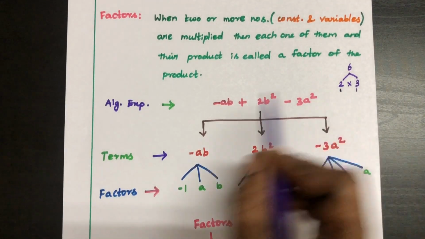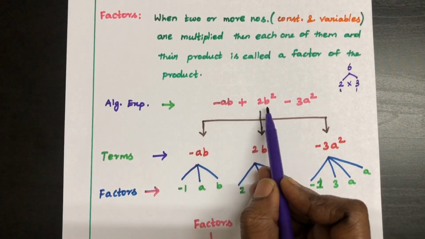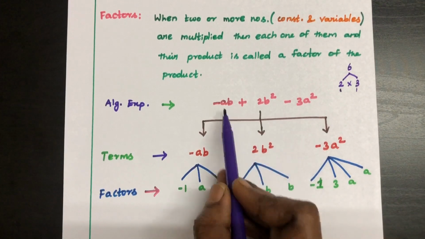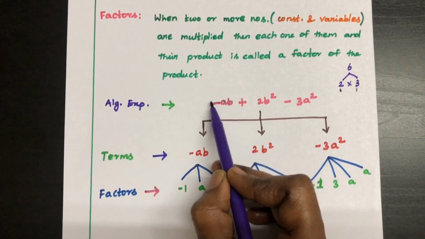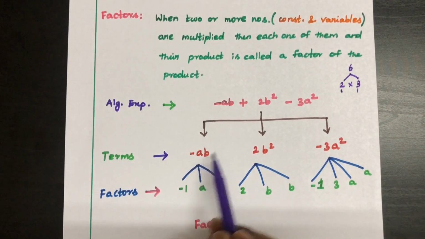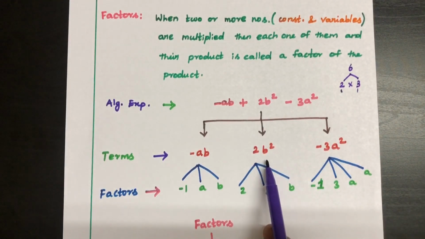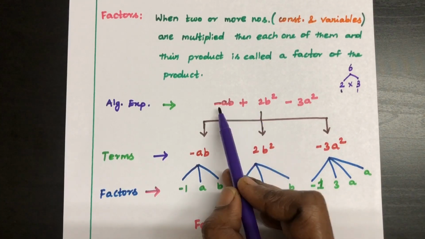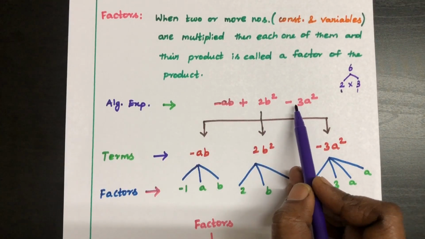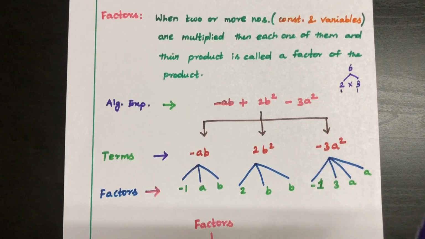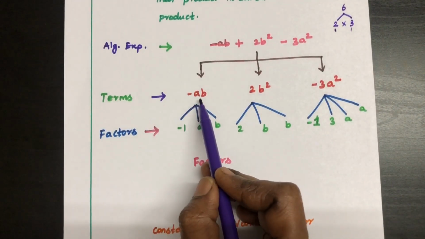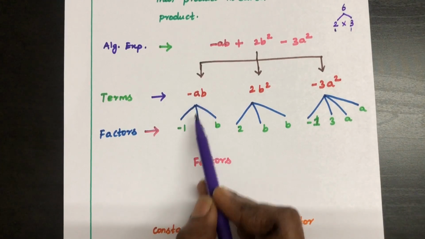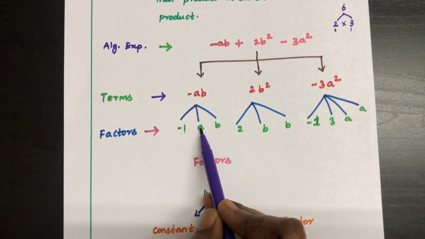Like this, minus AB plus 2B square minus 3A square is an algebraic expression. Now, what are the terms here? This is the first term, right? Minus AB is the first term and 2B square is the second term. See, terms are separated by the operators plus or minus. Now, these are all terms, right? What are the factors here? Just split this. Minus AB means minus 1 into A into B.